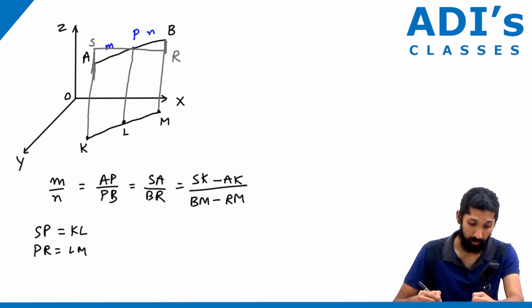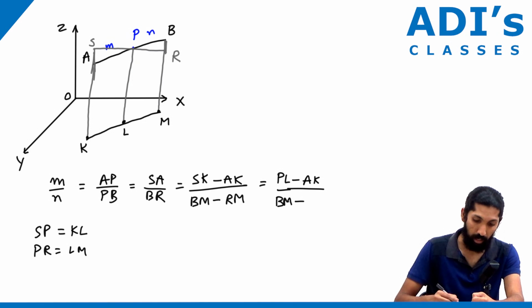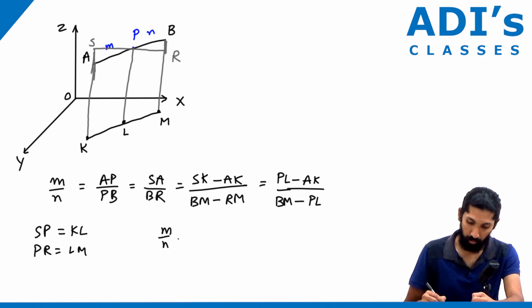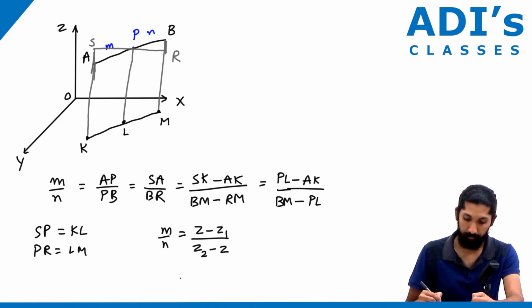Okay, BM minus RM. Now what you can write, the same thing we can also write in terms of Z. Now see, AK is nothing but Z1, correct? Now SK is nothing but PL here. So what we can write this as PL minus AK divided by... So this is one part, and the next part is going to become BM minus RM is nothing but PL. So what do we get? M is to N, or M by N is equal to Z minus Z1 divided by Z2 minus Z.